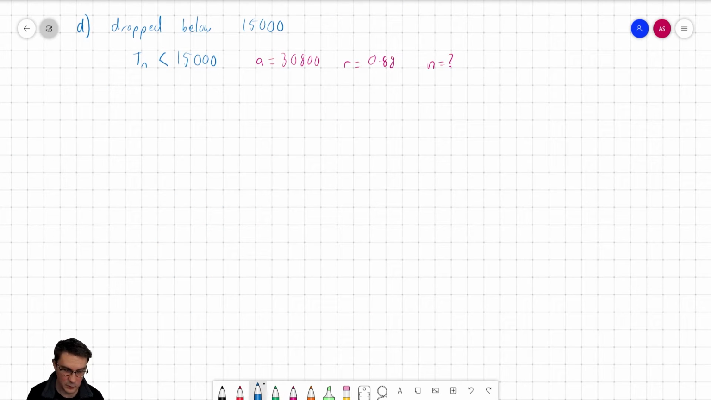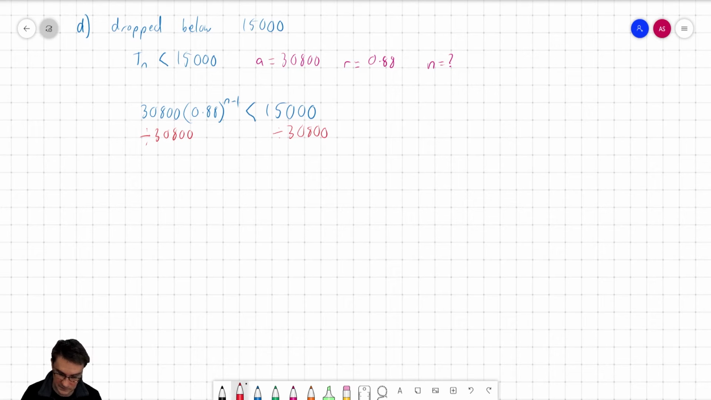Okay, so as we set this question up, we're going to have 30,800 using the formula we've been using in the previous questions of Tn equals A R to the power of n minus 1. So to set that up first, and now rather than equals to, it's going to be less than 15,000. Now, as we go about this, we do want to reorganize this. So I'm going to divide both sides by 30,800. As we go about that, we end up with 0.88 to the power of n minus 1 less than, and I'm going to put this in a fraction here.